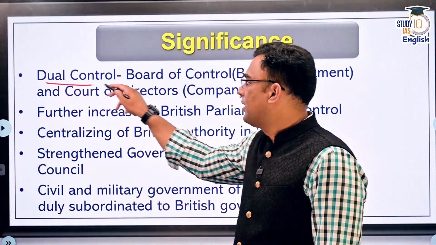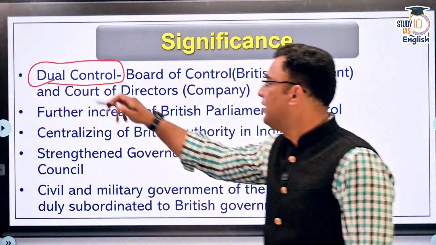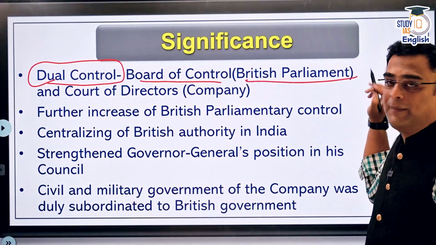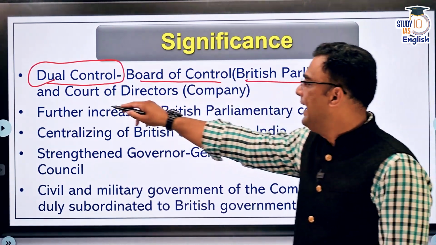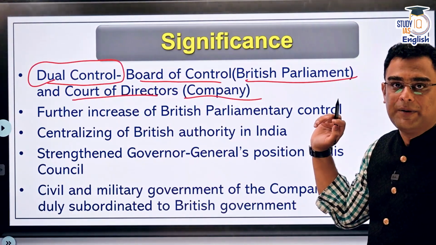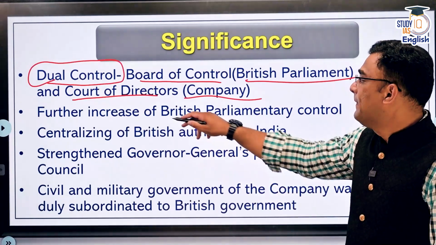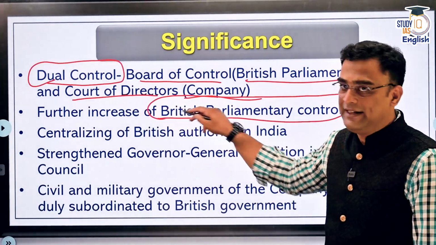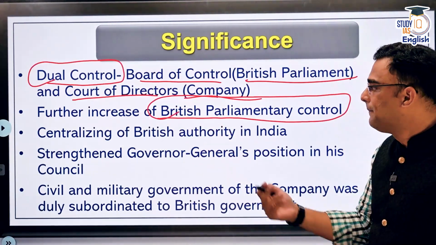Number 1, now we have dual control. On one hand, there is Board of Control, which is representing the British Parliament. And secondly, we have the Court of Directors, which is representing the company. Okay. Further, British parliamentary control is now strengthened vis-a-vis the earlier act. More interference by British Parliament.